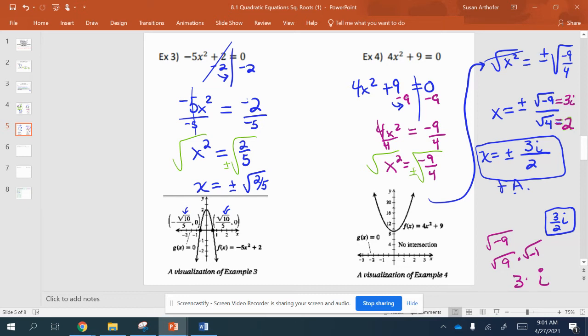Now, what does that mean on the graph? Well, it means that there are no intercepts. So the graph did not touch the x-axis. It's an imaginary answer. So there are no actual x-intercepts. All right, let's move on. Let's keep solving.